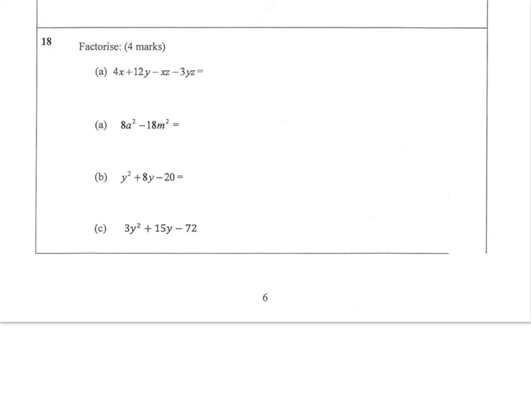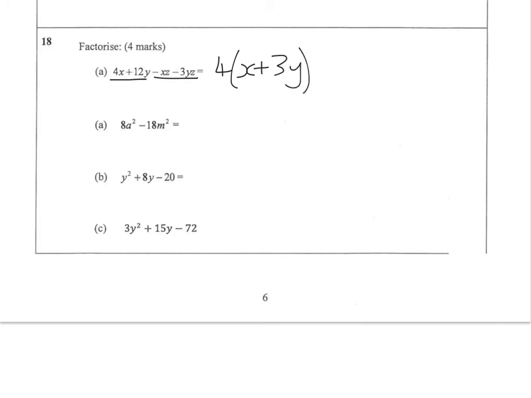Okay, 18. Okay, factorise. Alright, we always look for common factors first, but there's nothing that goes into all three. So therefore, it's four terms, so we're going to cut it into pairs. So what goes in both 4 and 12? What 4 does. And what's left? X. 4 and 12 goes 3, Y.